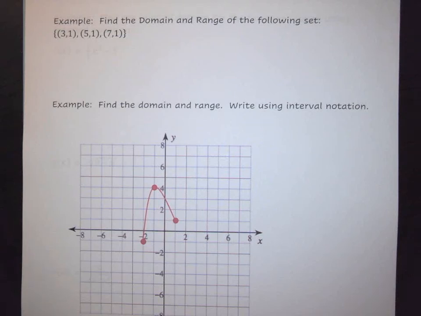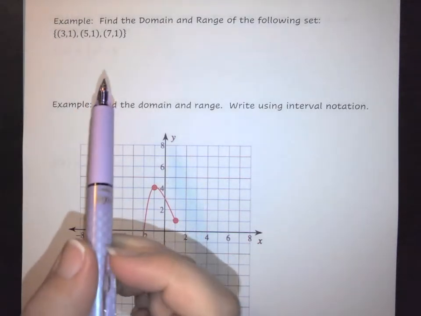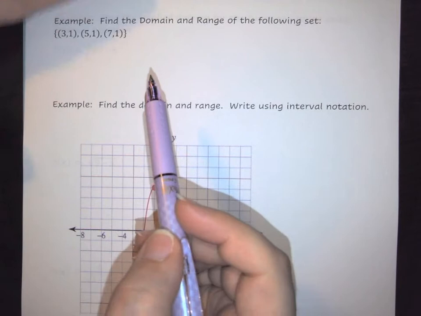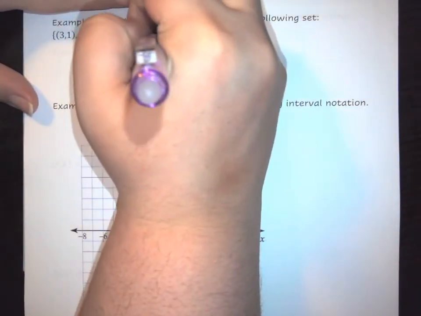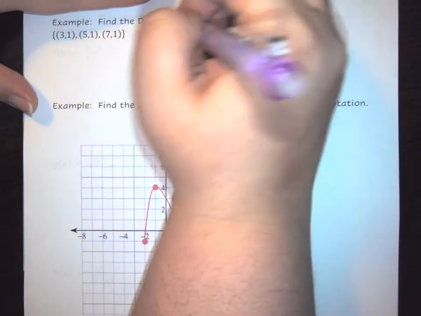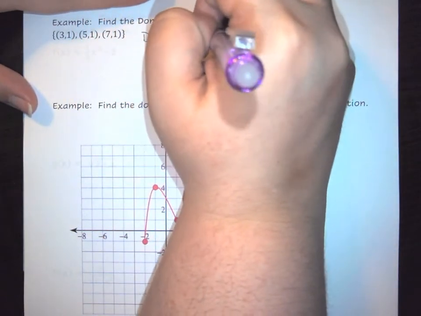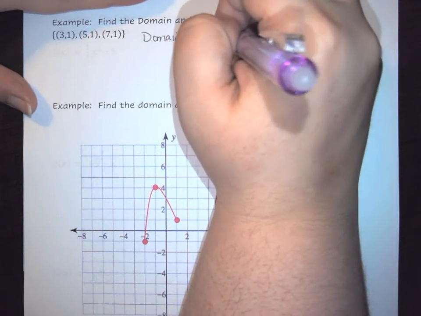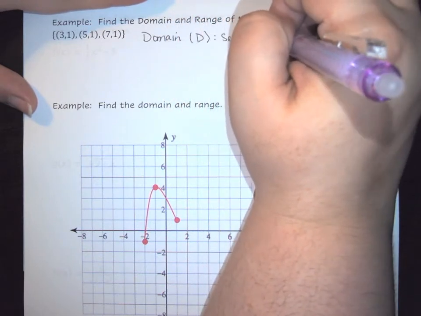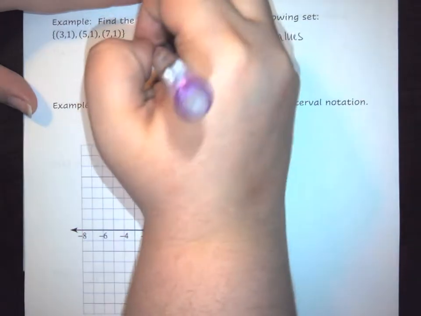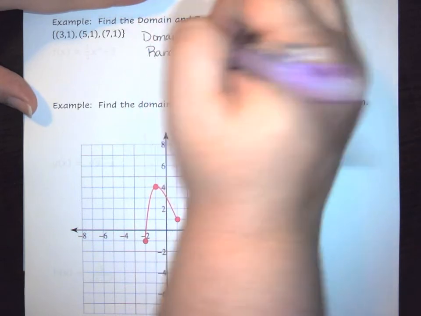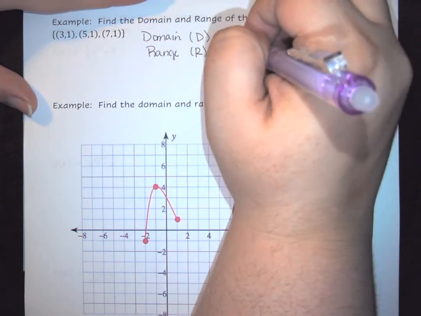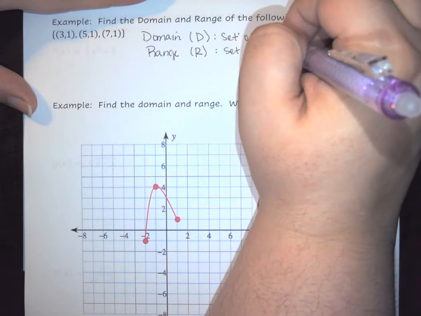In this video, we are going to look at a bunch of examples related to domain and range. So in this first one, we want to find the domain and range of the set. The biggest thing that we have to remember when we're working with a set is that your domain, which we denote with a D, is going to be the set of X values, whereas your range, or the R, is going to be the set of Y values.